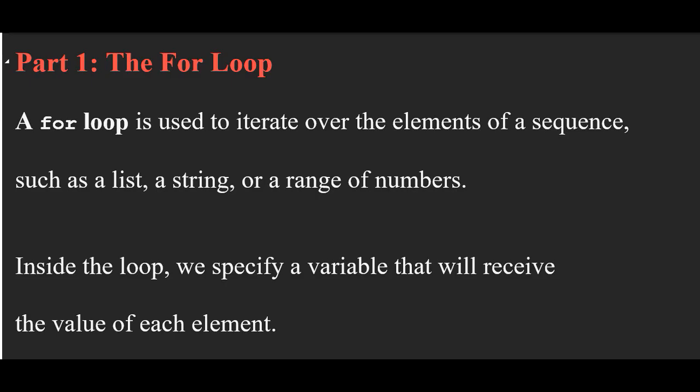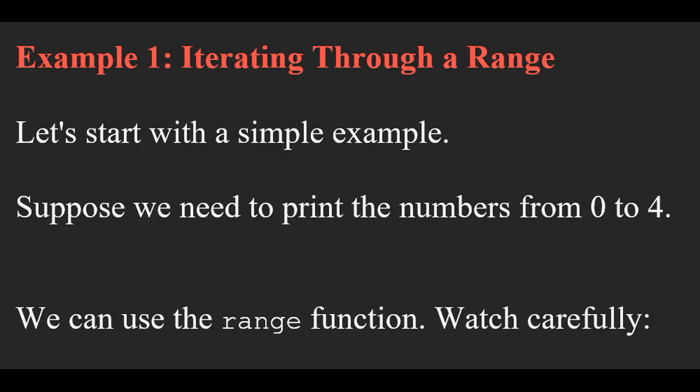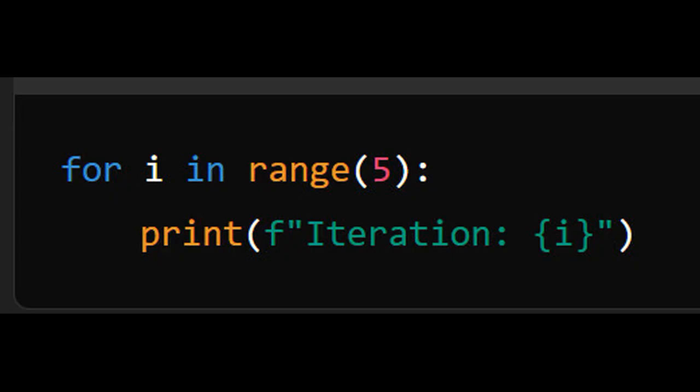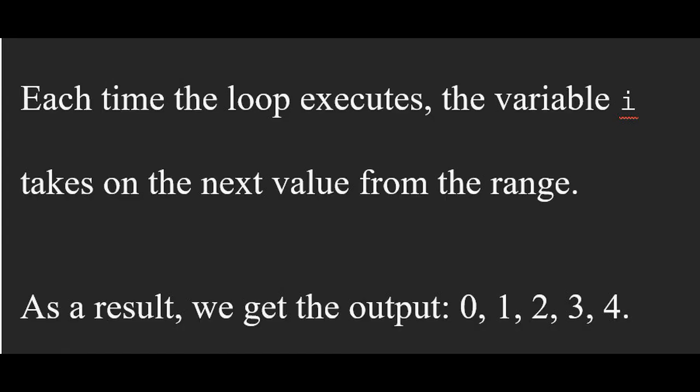Example 1. Iterating through a range. Let's start with a simple example. Suppose we need to print the numbers from 0 to 4. We can use the range function. Watch carefully. For i in range(5): print(f"iteration {i}"). Each time the loop executes, the variable i takes on the next value from the range. As a result, we get the output 0, 1, 2, 3, 4.